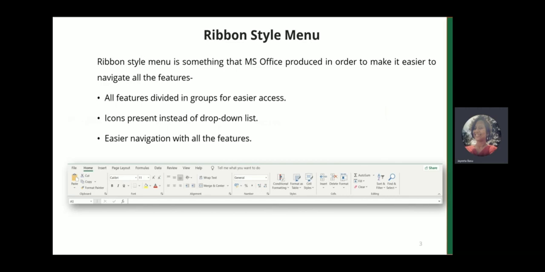And what the ribbon menus help us do is to navigate and use the features easily. They are divided in groups for easier access. There are icons present, and obviously, navigation is much easier. You do not have to search and scroll through all the functions and the features that are available. I mean, how easy that makes our life when we are working, because we can go to each and every ribbon menu and figure out what functions or features we might require when we are creating a certain document, be it Word, be it presentation, be it a worksheet.